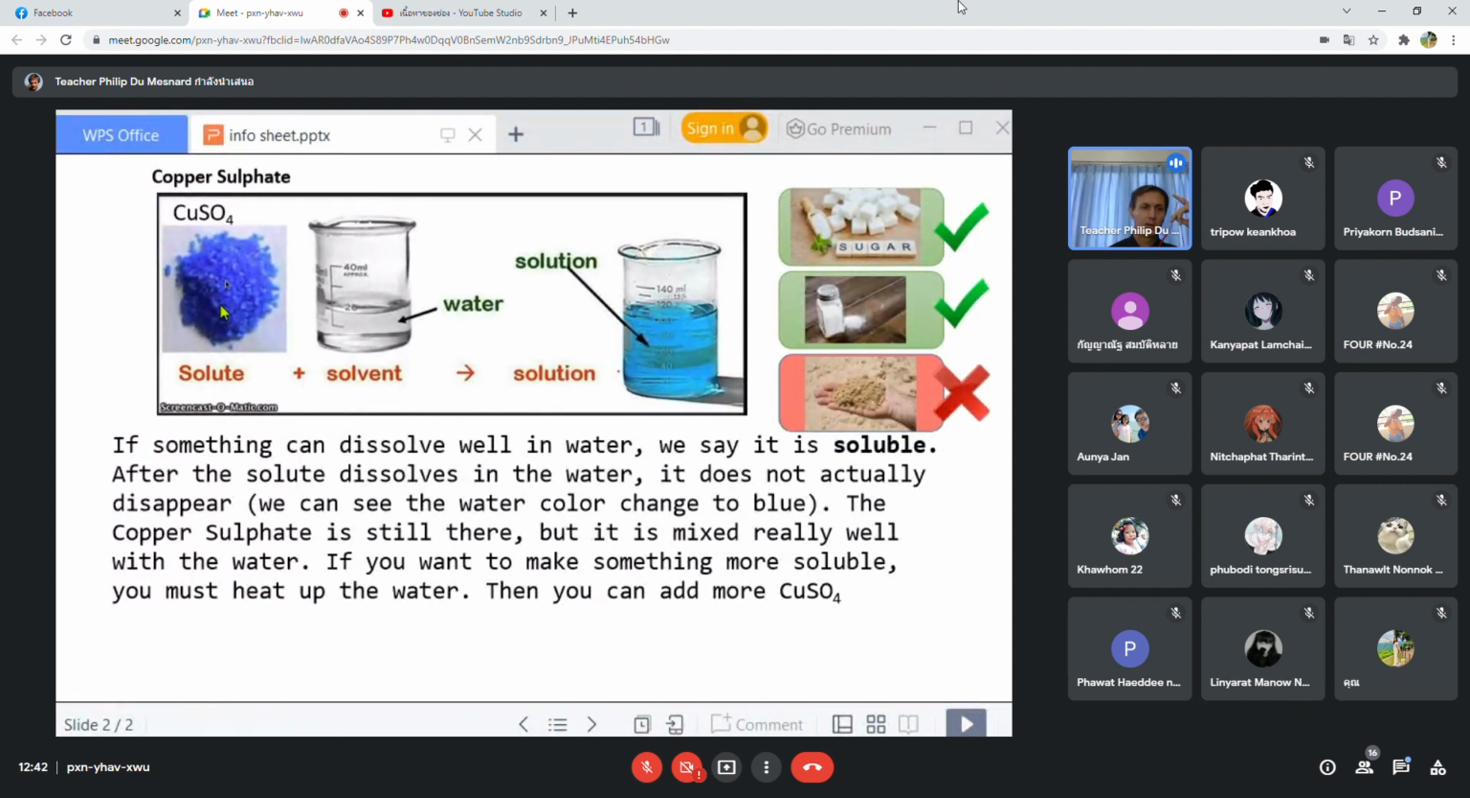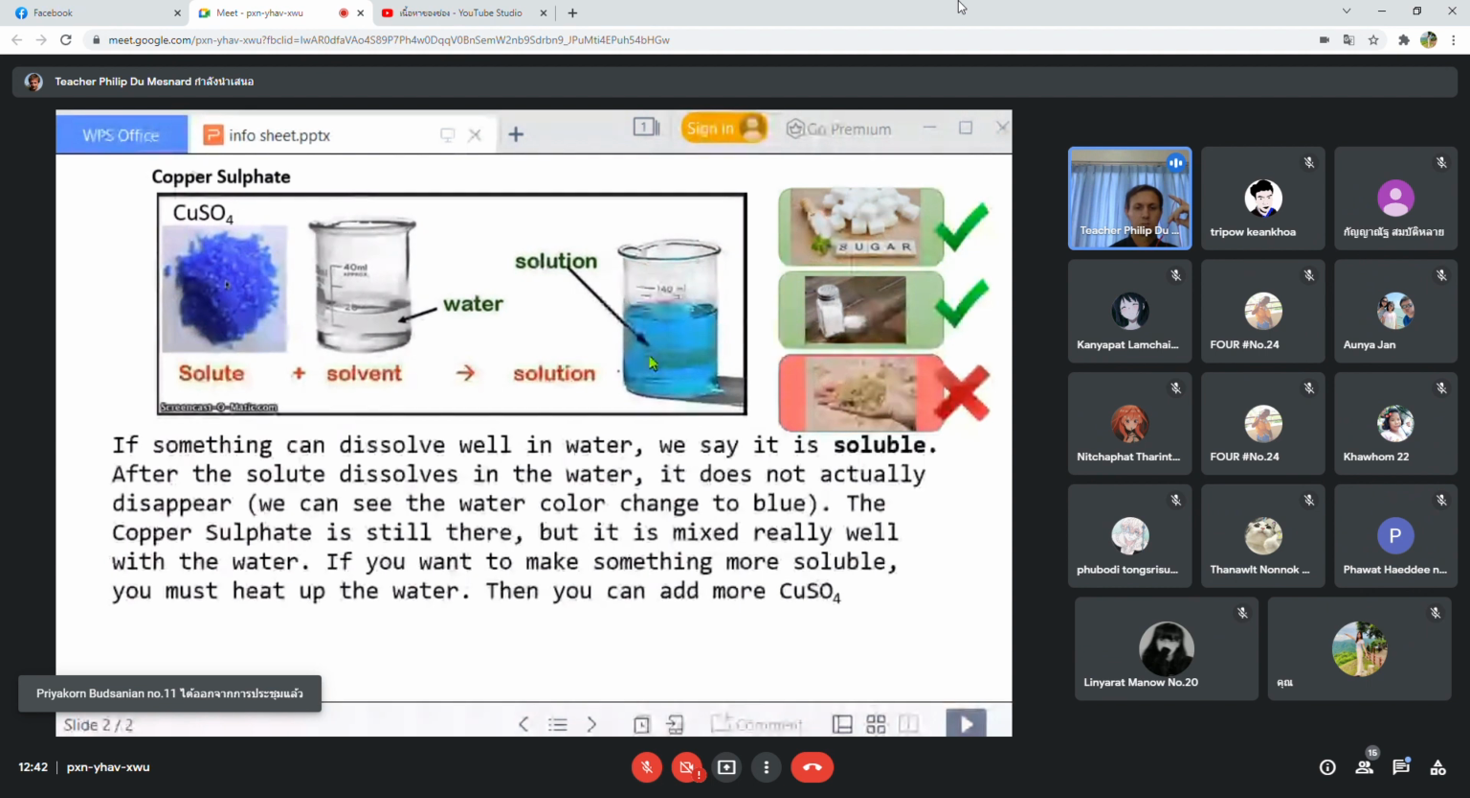Okay, so when the copper sulfate goes into the water, it doesn't disappear. It's still there, but it's mixed very, very well with the water. So we can't see it. It's mixed really, really well. That's why it's a homogeneous solution. And then if you want to add more copper sulfate, you can do it. But maybe you must make the water hot. You have to heat up the water. And then you can add more copper sulfate.